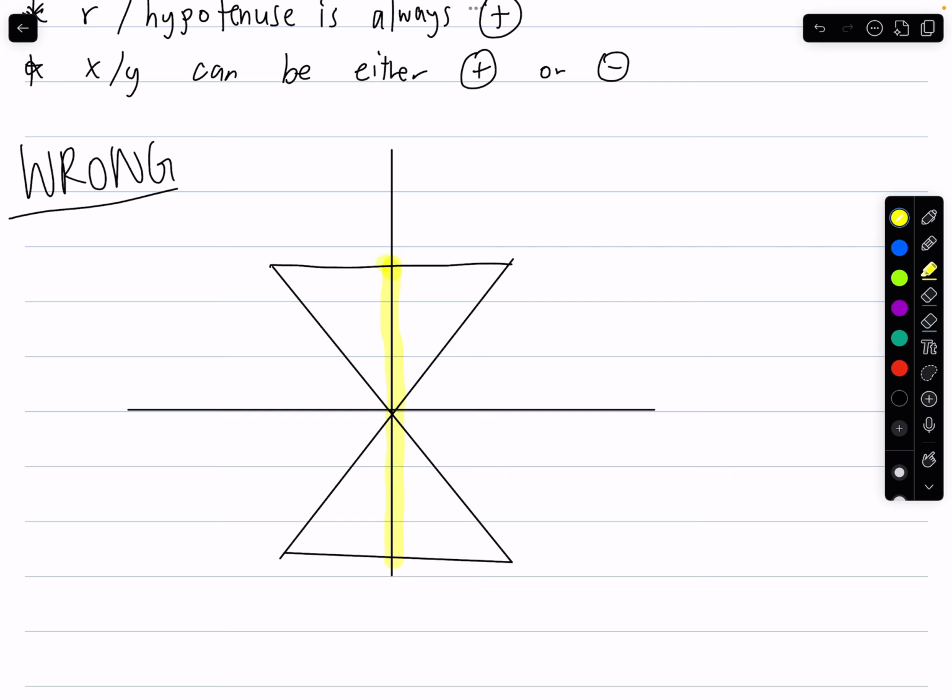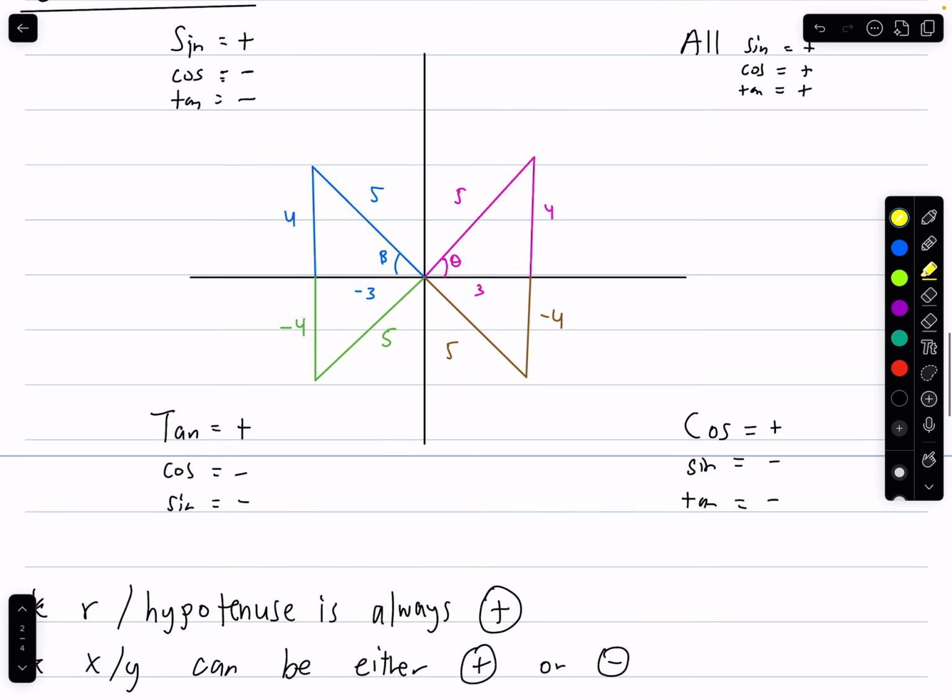You see how the triangles are sitting on the y-axis? They're all sitting on the y-axis. None of them are sitting on the x-axis. This is wrong, so don't make your triangles like this. If you're going to make your triangles, it has to be like a bow. Okay? So they're always in reference to the x-axis.